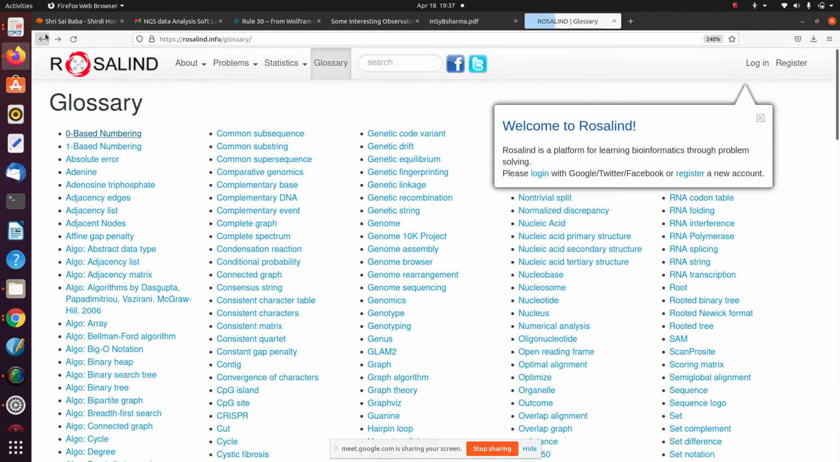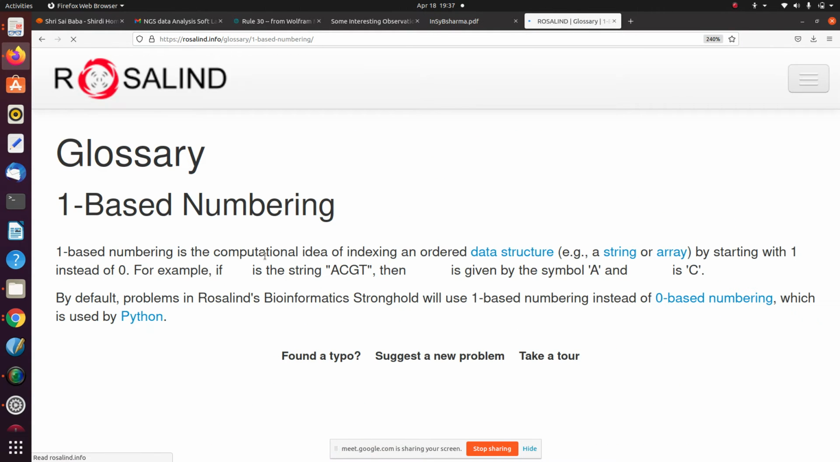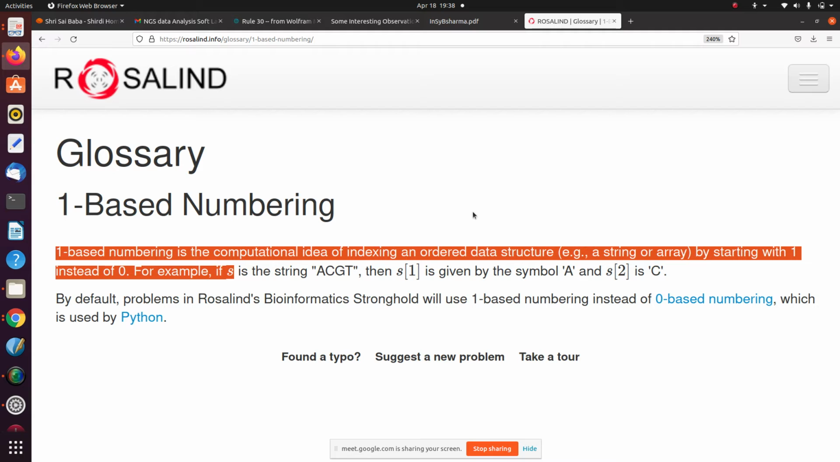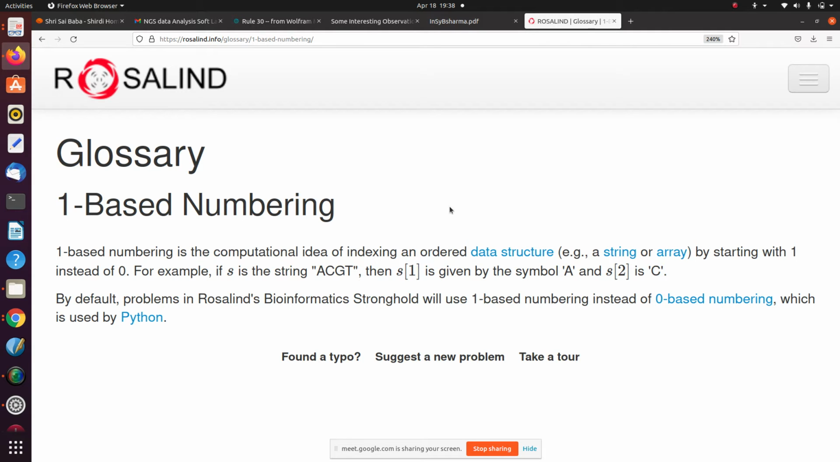Dr. Padi, already you read it, but let us repeat it. This is very important in bioinformatics numbering. So 1 based numbering, Priyanka. 1 based numbering is the computational idea of indexing an ordered data structure, for example a string or array, by starting with 1 instead of 0. For example, if S is the string ACGT, then S of 1 is A, S of 2 is C, S of 3 is G, S of 4 is T. So in 1 based numbering the index goes from 1 to L, the length.